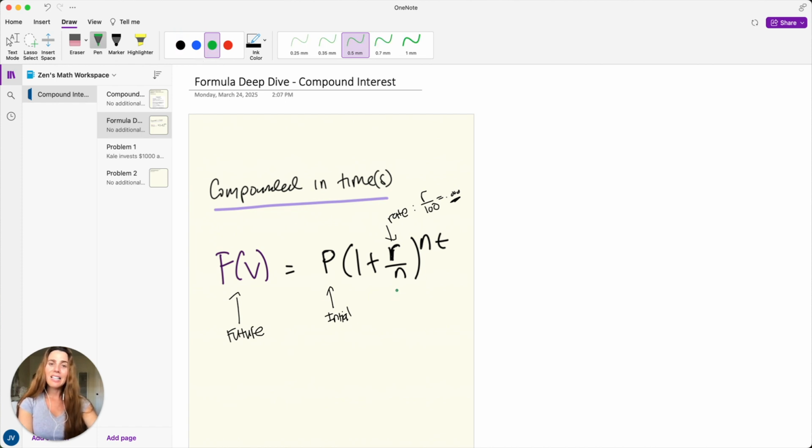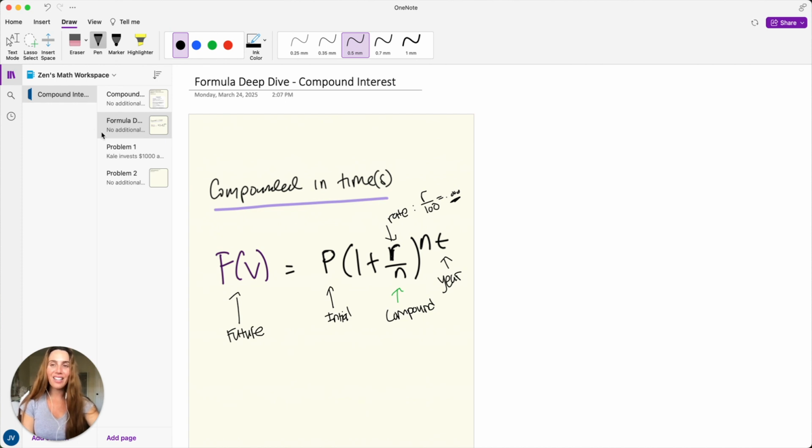N is a little tricky. N is not what you think it is. N is not like compounded in years. It's compounded in time. So this is the compounded rate over time. Now, if it's quarterly, that is 4, because there's 4 quarters in a year. And if it's monthly, it's 12. There are 12 months in 1 year. This is the easiest part of this equation. T is just the years, and most likely that will be given to you in your problems.